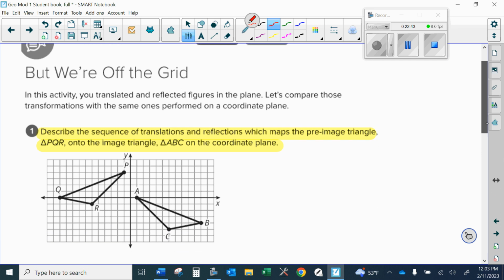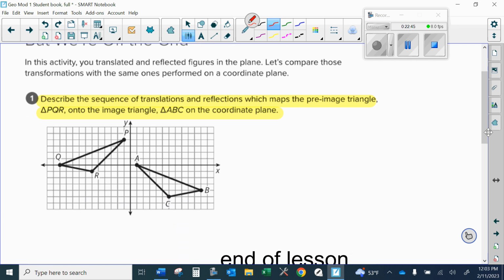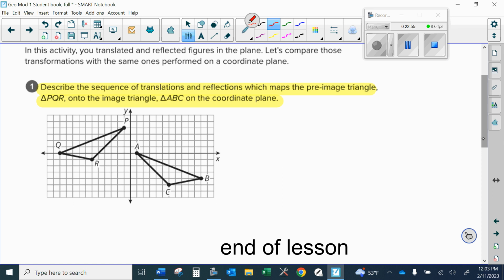Describe the sequence of translation to reflection, which maps the pre-image triangle PQR onto the triangle ABC. So this is actually a DCAS question right here. There'll be something just like this in the DCAS. It has been. So it tells me P matches up with A. So PQR to ABC. Okay, so what is this? Counterclockwise, ABC is clockwise, isn't it? So those have opposite orientations.